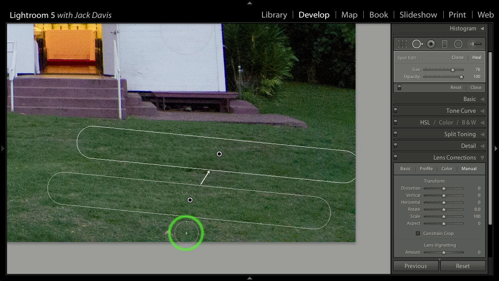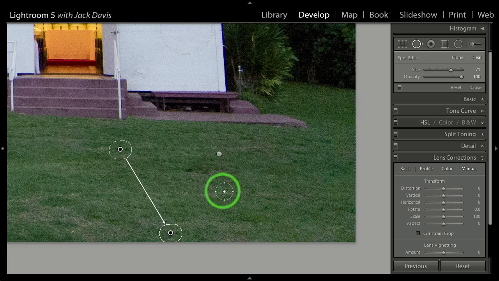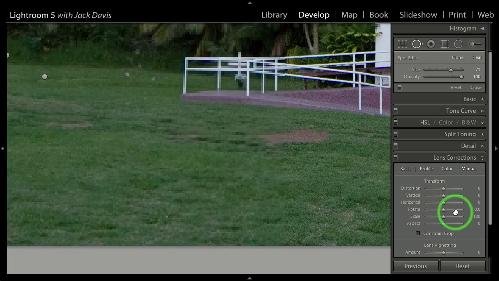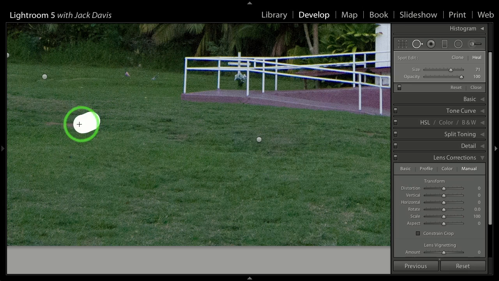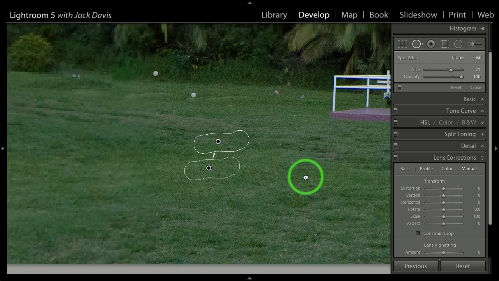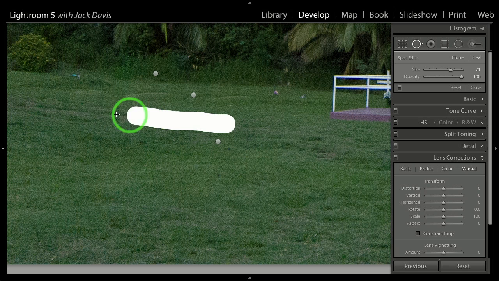Okay. So the advanced healing brush is excellent for these sorts of things. Okay, we all know this, cleaning up lawns.